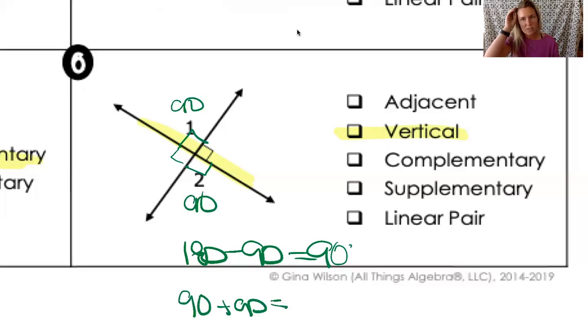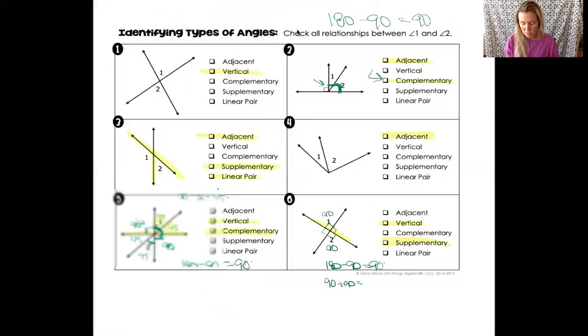Send it in the chat what you think this is. 180, yeah, so which term would you pick? Perfect. We would pick the term supplementary. Linear pair does not work for this because they're not together on a straight line. They are supplementary, okay? So let me erase this and then we'll move on to the next page.